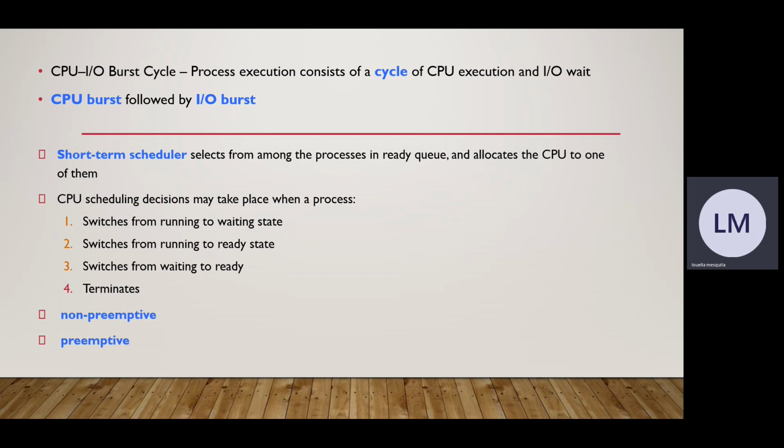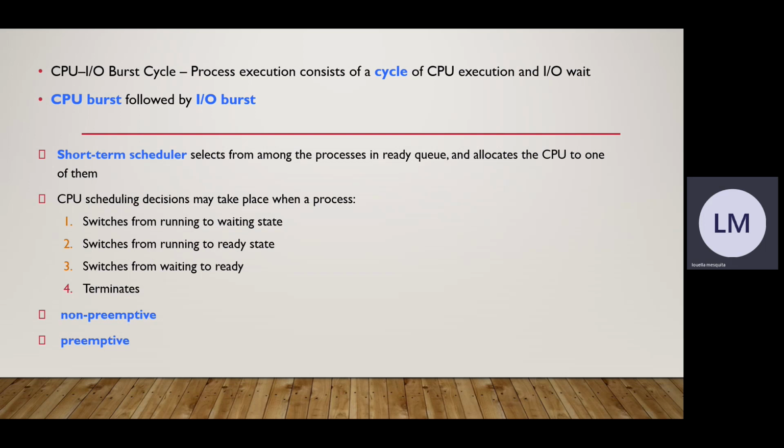The selection of a process is done by the short-term scheduler. It is this scheduler that selects a process from among the processes in the ready queue and allocates the CPU to that process. It does this choice based on different criteria. We are going to learn different algorithms for this.